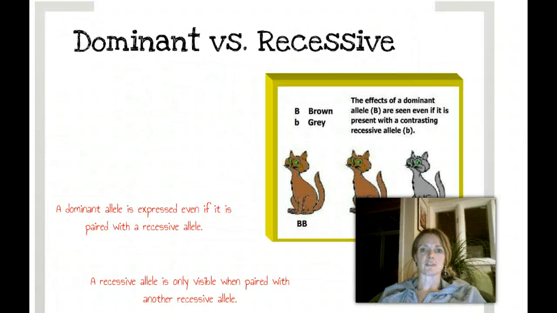So dominant versus recessive, which I've already brought up a little bit. Let's look at this picture here. The effects of a dominant allele, big B, are seen even if it's present with a contrasting recessive allele, little b. So when we're talking about colors of cats, for brown cats, big B is their dominant trait, so even if it's paired with a little b, it's going to be a brown cat, okay? Big B, little b, brown cat. Gray is recessive, little b, and has to have both of those recessive traits in order for that to show up, okay? So obviously you see that little b is being masked by that dominant trait, okay?